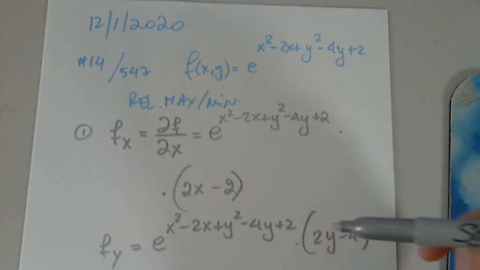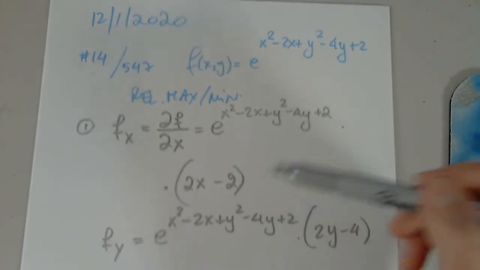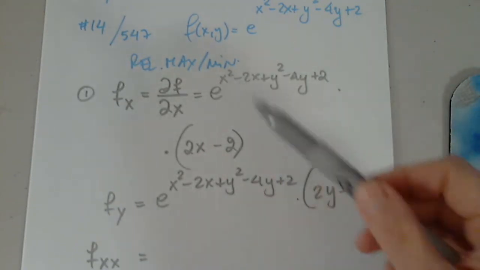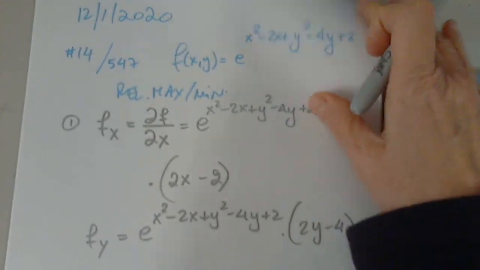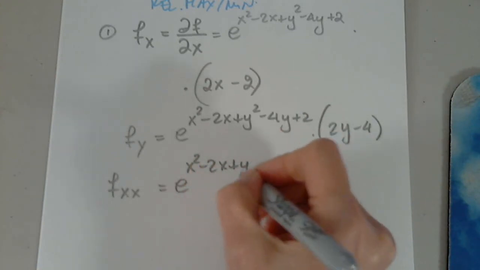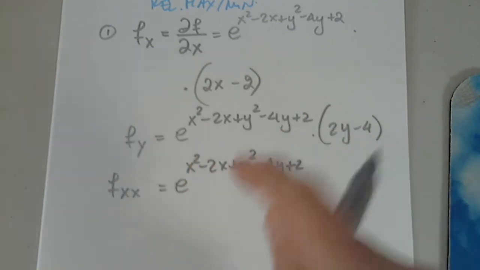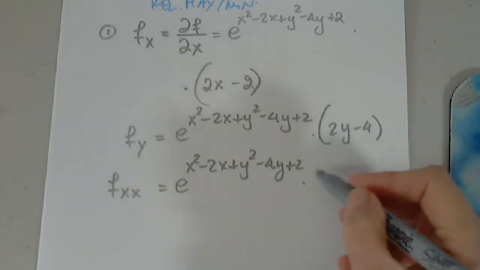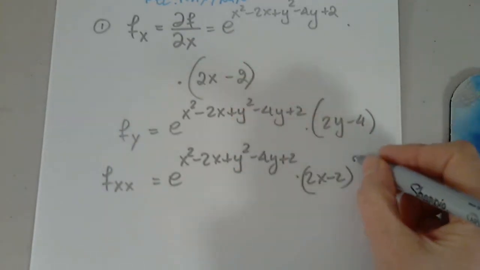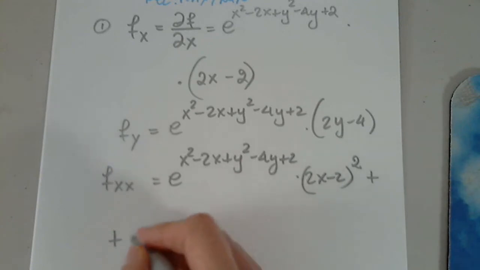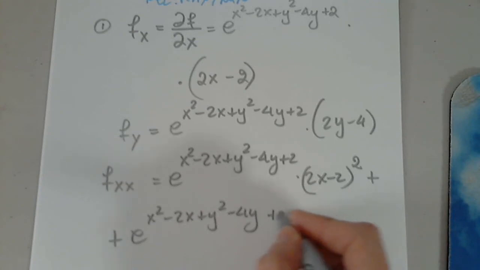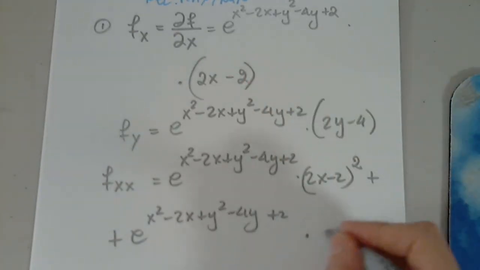So I have this function. Now I have to be very careful because this is a product. So I differentiate the first function times the second function plus the first function times the second function prime. So let's start. E to u prime is e to x squared minus 2x plus y squared minus 4y plus 2 times the inner function prime, which I know is 2x minus 2, multiplied by 2x minus 2, so I'm going to put squared here, plus e to that x squared minus 2x plus y squared minus 4y plus 2 times the second function prime.